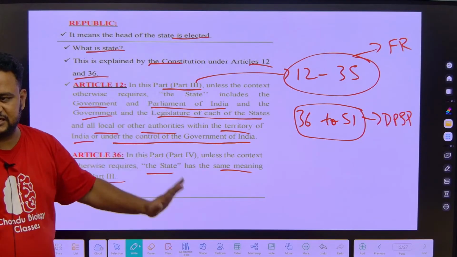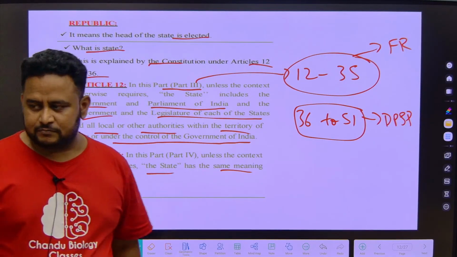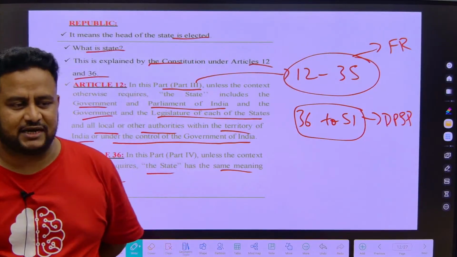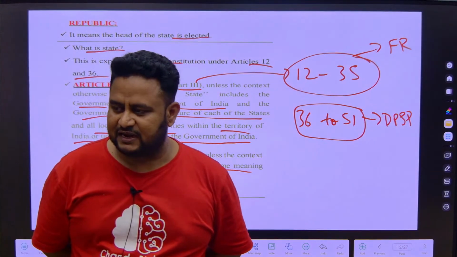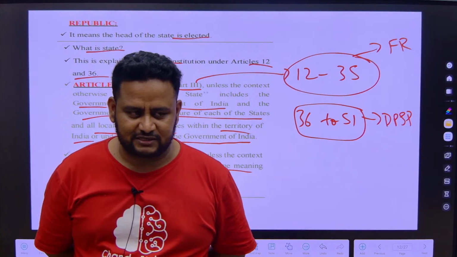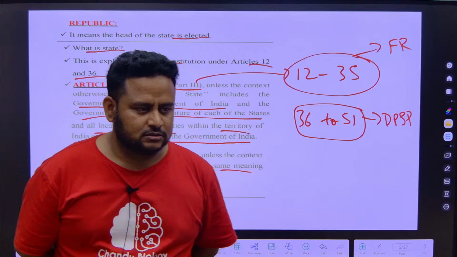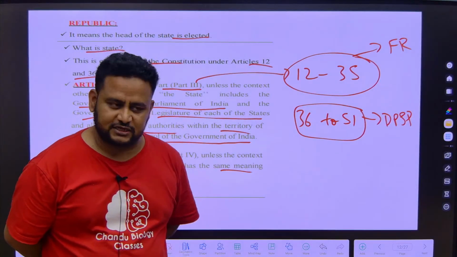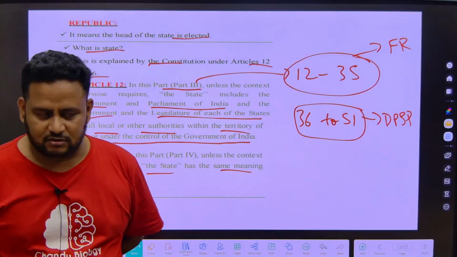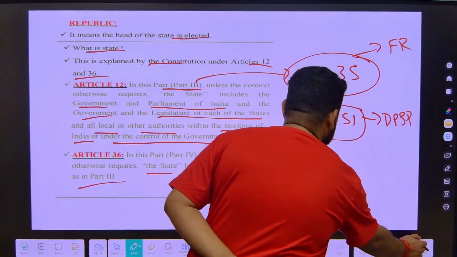Okay, Article 12 and 36 are talking about state. They can ask a question, which of the following articles talks about the state? That is Article 12 and 36. Remember like this: 12 and 36. Got it? 12 is in part 3, so 12 threes are 36. So 12 and 36. Okay, so let us proceed. I hope you understood what is republic now.